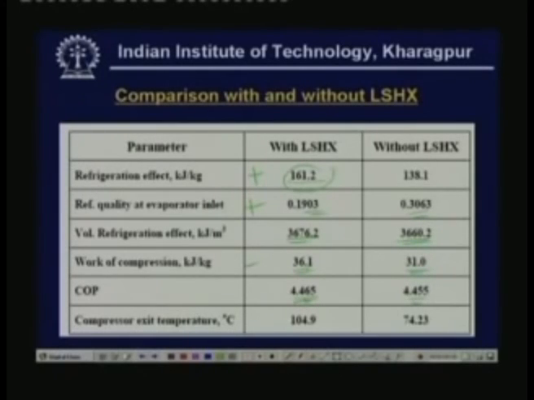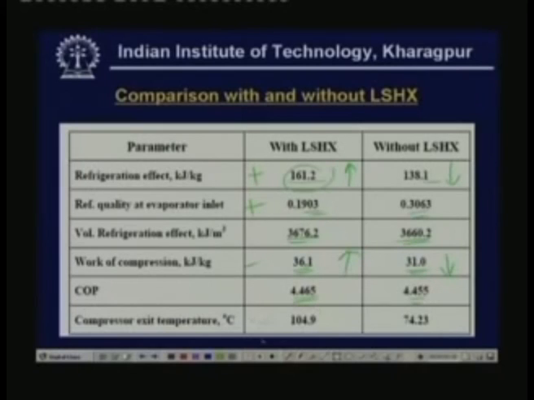It is 4.465 with the liquid suction heat exchanger and it is 4.455 without it. This is because COP, as you know, is the ratio of refrigeration effect divided by work of compression. So, when you are using a liquid suction heat exchanger, refrigeration effect is increasing, and work of compression is also increasing. Without it, the refrigeration effect is less, and at the same time work of compression is also less. So, as a result, the net difference between these two is not much.